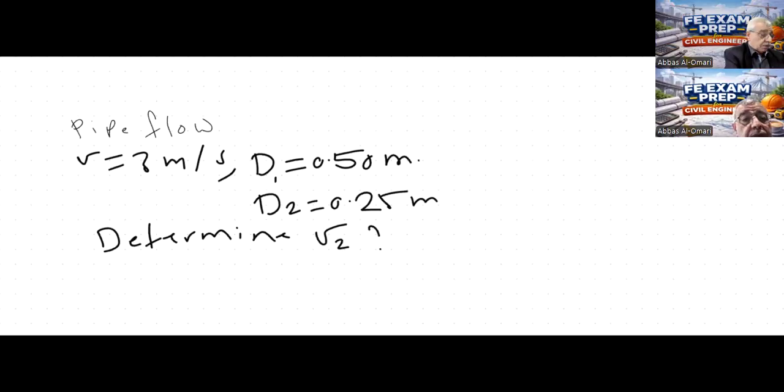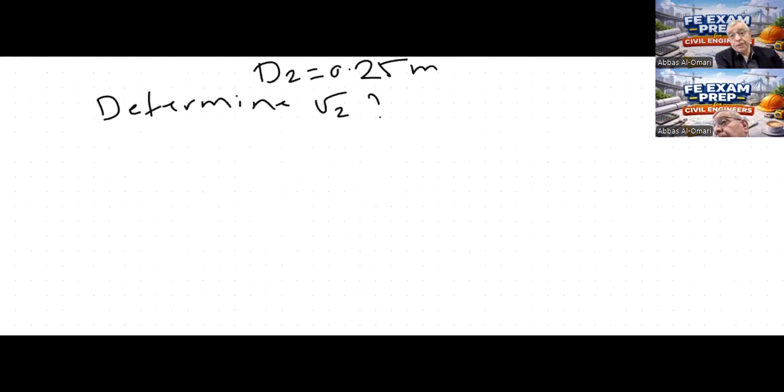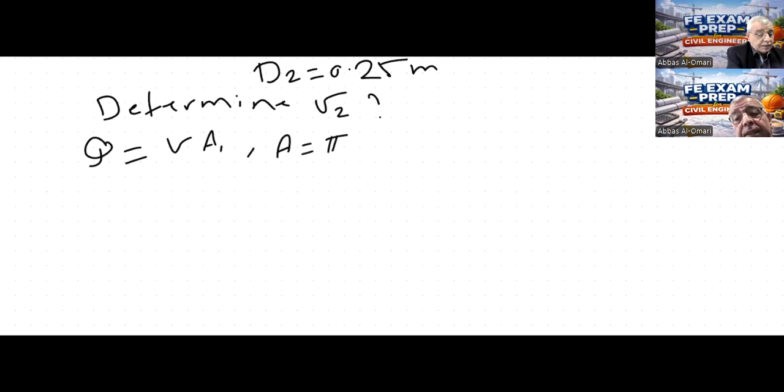So from the first section, we know the velocity and we know the diameter. So we can determine the flow. So Q equals V A. I'm applying this to the first diameter. So A1, or A in general, equals pi D square over 4. This is the area of a circular pipe.